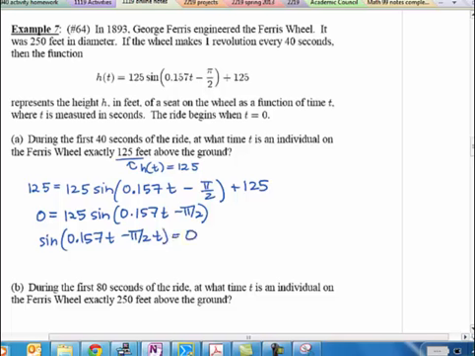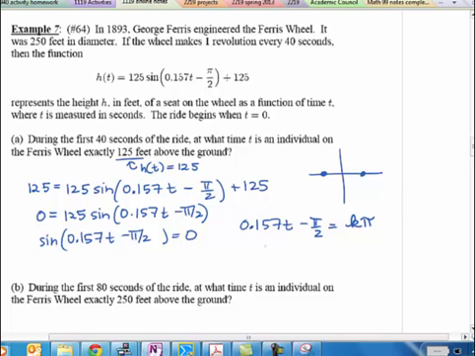And if sine of this stuff is going to be 0, then that stuff needs to be located at either 0 or pi. So we could have that 0.157 t. Oops, I added a t in there that shouldn't have been there. Let me erase that. So this input should be any integer multiple of pi, right? 0 or pi or 2 pi or 3 pi.